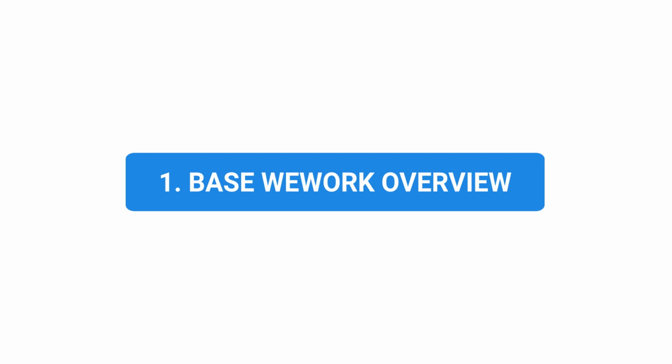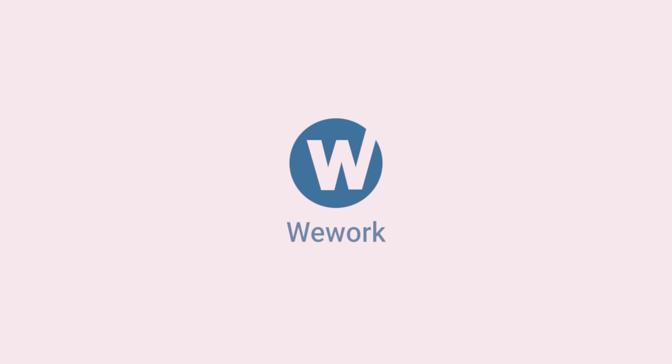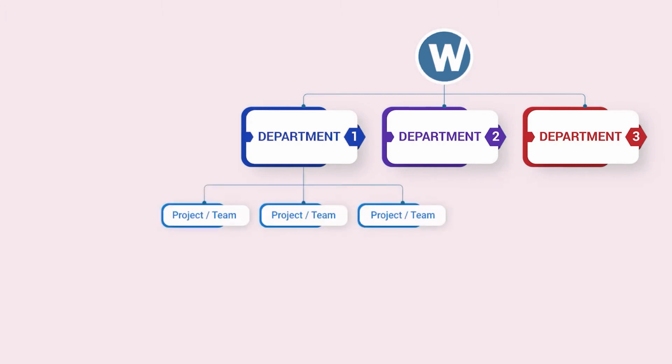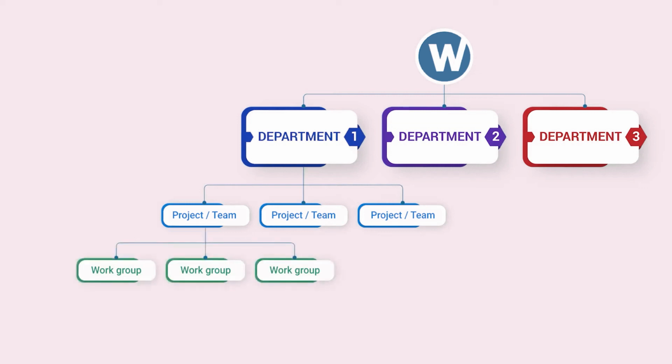Overview of how to organize information of Base Wework. On Wework, tasks and information will be organized and arranged through four layers as follows. A Base Wework software includes many departments, which are the largest classified folders. In the department, we include many projects or teams, which are known as the user workspace. In the project or team, that includes multiple work groups. And in the work group, that includes multiple tasks.